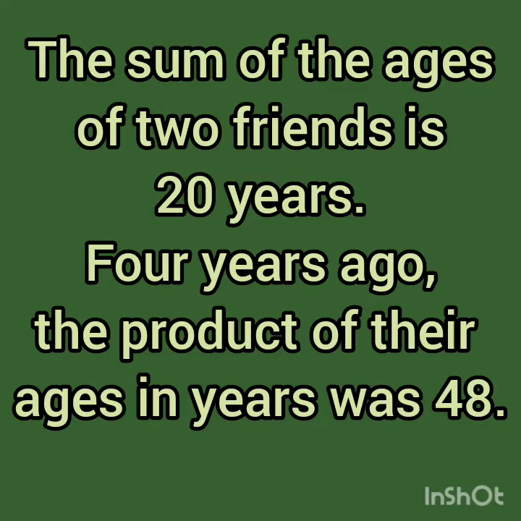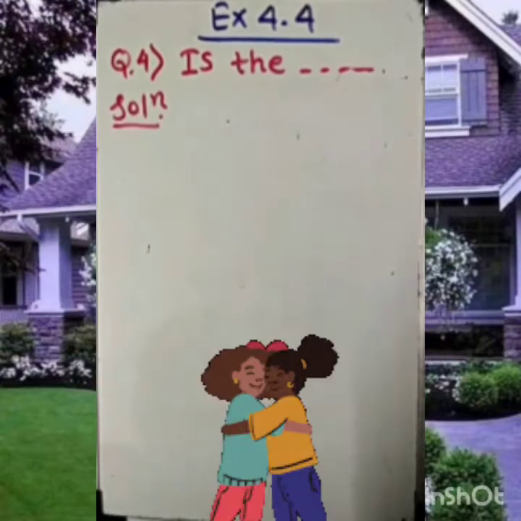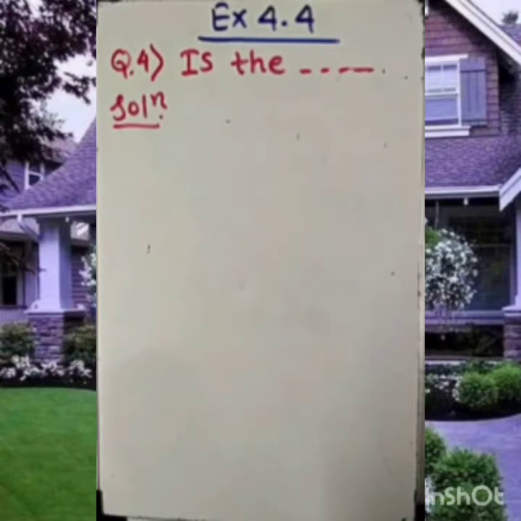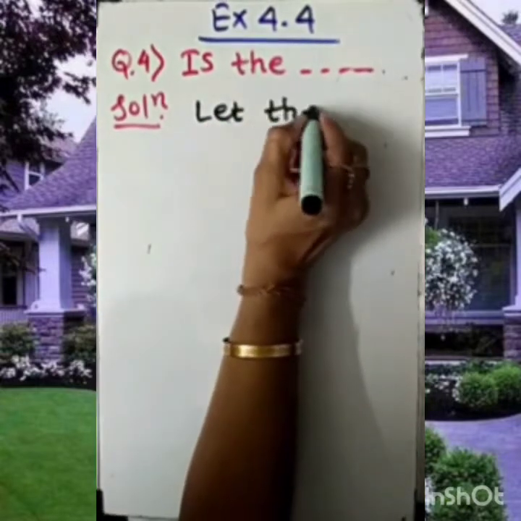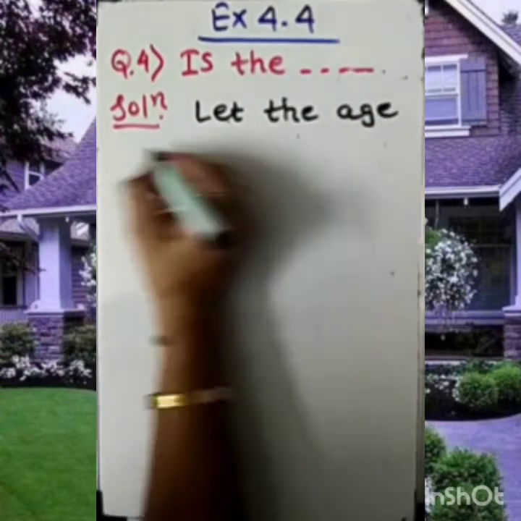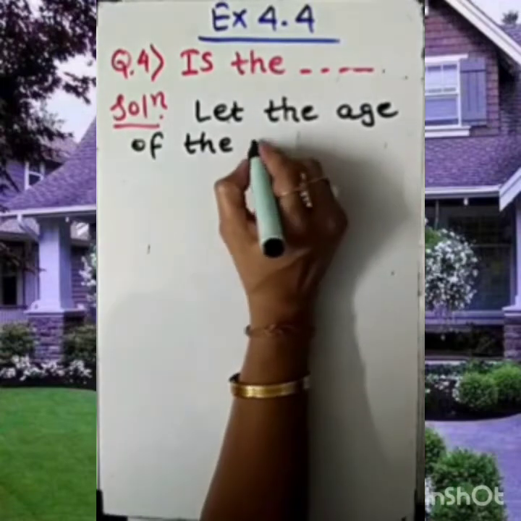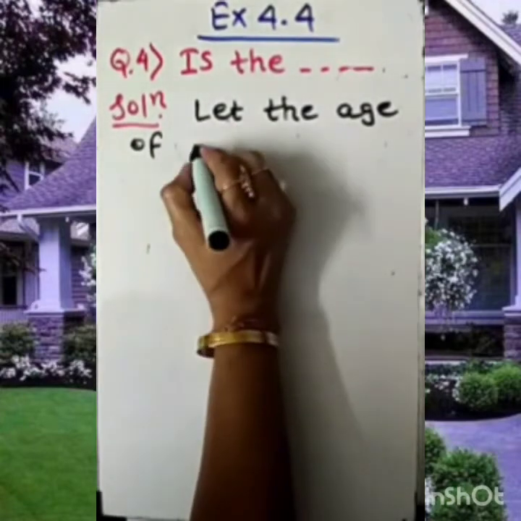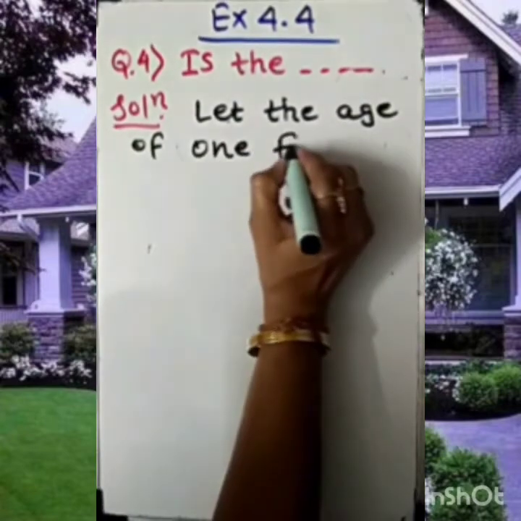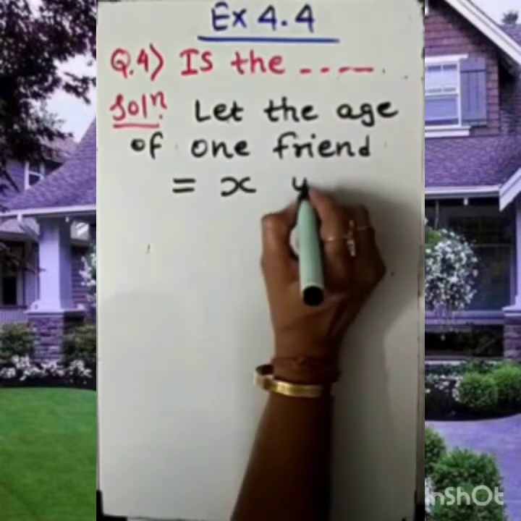So my dear students, here two friends are there. The sum of their ages we are given, that is 20 years. So let's consider, let the age of one of the friends, or first friend you can mention, be x years.